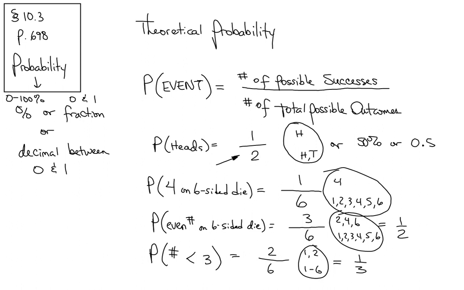We would expect in the long run that 1 out of every 6 times we throw a 6-sided die, we get a 4. Or 2 out of every 6 times, 1 out of every 3 times we throw it, we're going to get a number less than 3. That doesn't mean that if I throw it 3 times, I'm going to get one number less than 3. Okay? Let's do a quick experiment on that one.